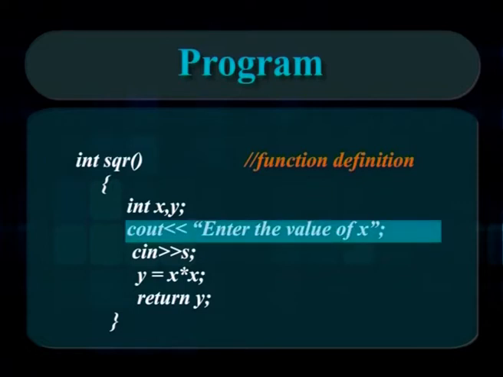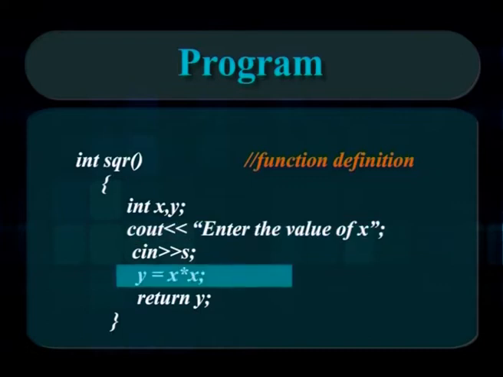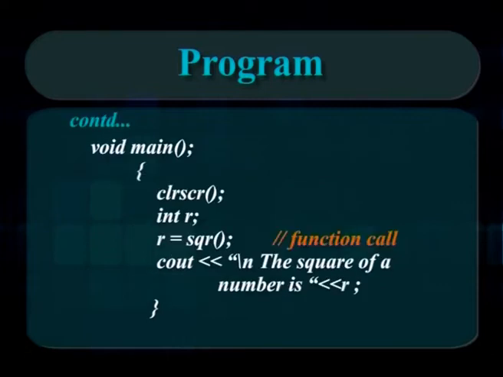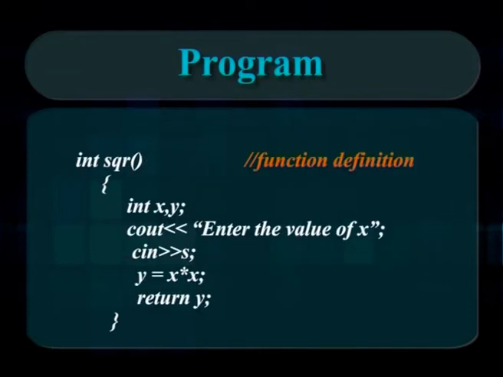You can see here that after accepting a value of x, the square of a number is calculated and stored in y. Now let's see the main program. The clrscr function is used to clear the screen. SQR is a function call for calculating the square of a number inputted in a function. Can you notice here that the function is defined before use but it is not declared at all.